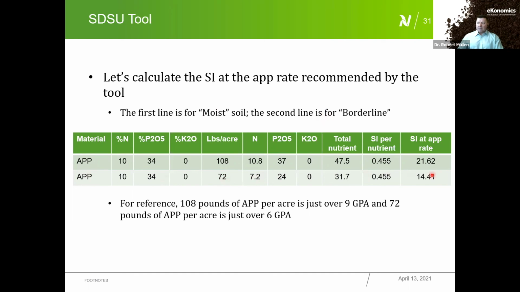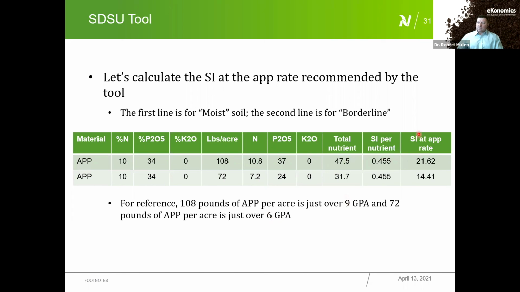What does that change the salt index to for this material at that application rate? Well, it drops it down to 14. That's going to be closer to a 6 GPA. That's more in line with what I typically see for folks that are using ammonium polyphosphate as a starter product, specifically in the seed furrow, somewhere on the magnitude of 5 to 7 gallons per acre. This 9, I know of folks that use 10. I'm not saying it's not a safe rate, but it's a riskier rate than obviously a 6.